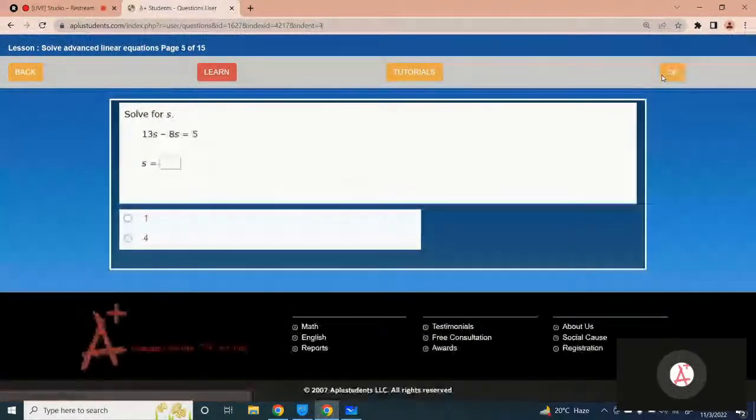Okay, 13s minus 8s equals 5. So the answer is 1. 13 minus 8 is 5. So 5s equals 5 is s equals 1. Got it?